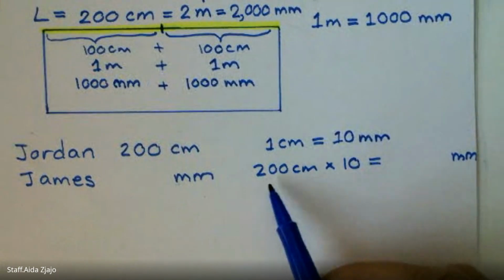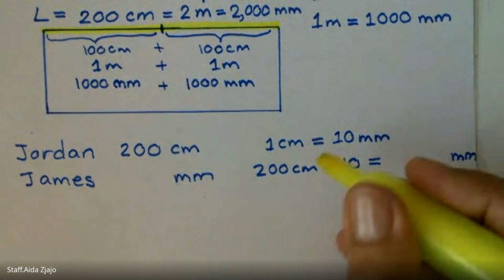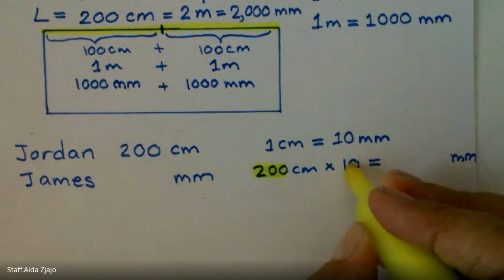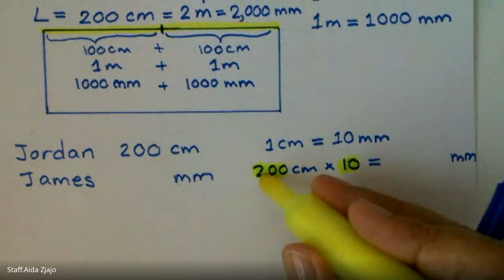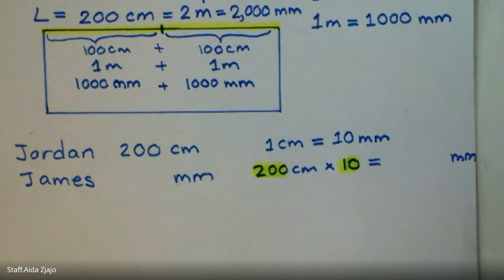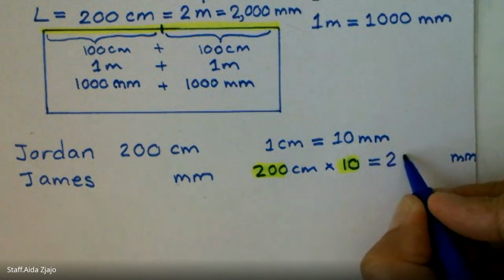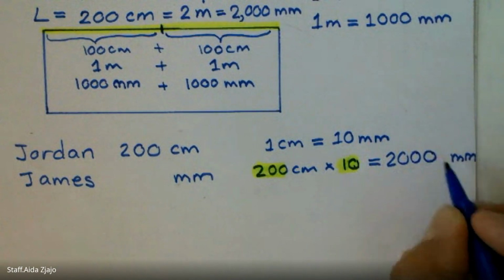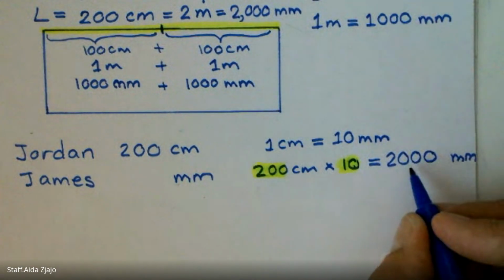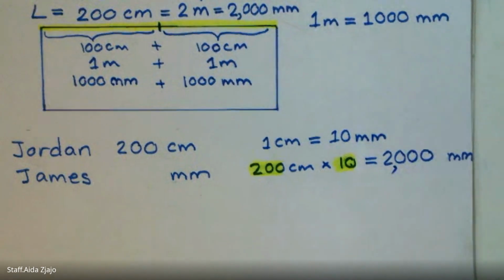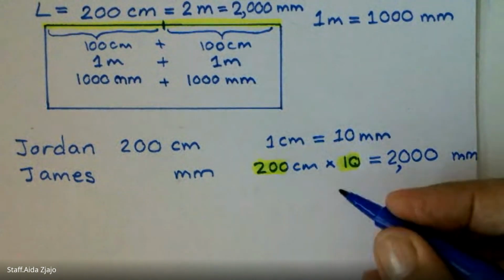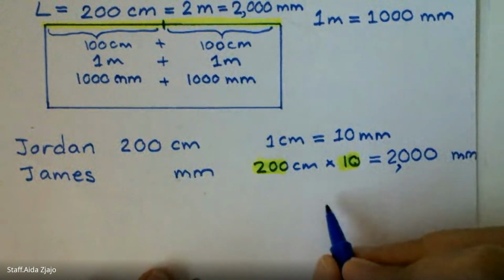Millimeters. So when I have a number that is multiplied by a power of 10, the number gains 0 from the 10. So it is 200 and then 0 from the 10. So that is 2,000 millimeters. Okay, if you use your chart, you can see this.